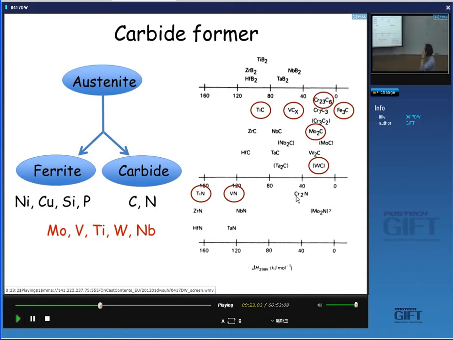And as you can see in this chart of the formation enthalpy of various carbides, here is the formation enthalpy of cementite, and you can see all of the alloy carbides have lower formation enthalpy than cementite, which means they are more stable than iron carbide. So sometimes they can take the carbon from cementite. At first, the carbon was with iron to form cementite, but when you put in some alloying element, it can take the carbon from the cementite.